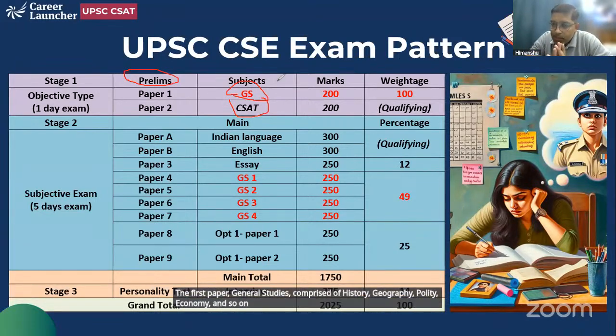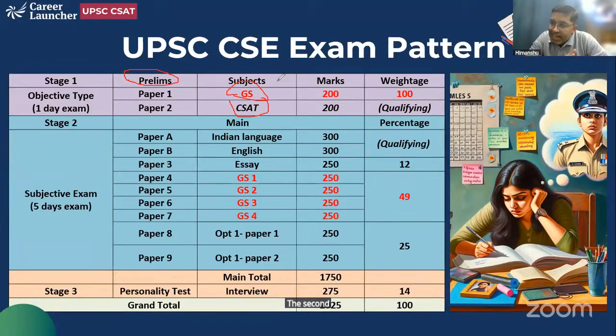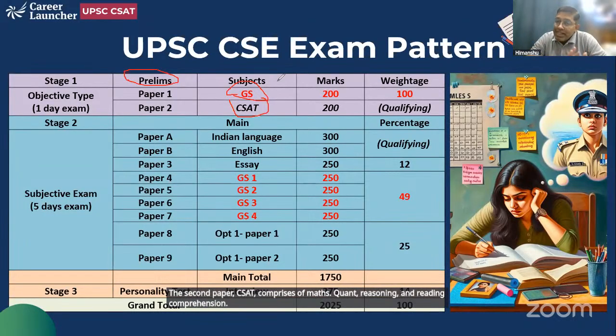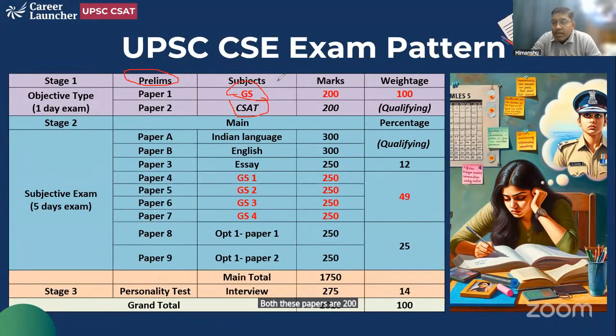We'll discuss the syllabus. The second paper, CSAT, comprises maths, quant, reasoning, and reading comprehension. Both these papers are 200 markers. There are 100 questions in paper 1 and there are 80 questions in paper 2.